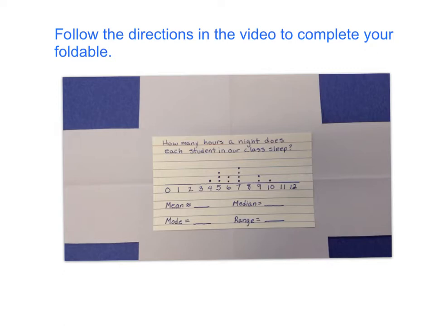Remember, when you are doing a dot plot, to include all of the numbers on the number line, even if there is nothing above them. Below your dot plot, leave a place to write mean, mode, median, and range. And notice that the mean has a curvy equals sign, which means approximately equal to. So don't make it a straight equal sign. And then you are going to glue that right into the center of your large piece of paper.